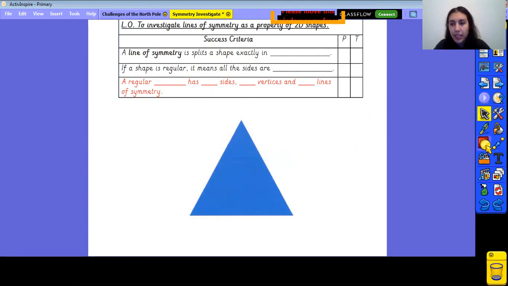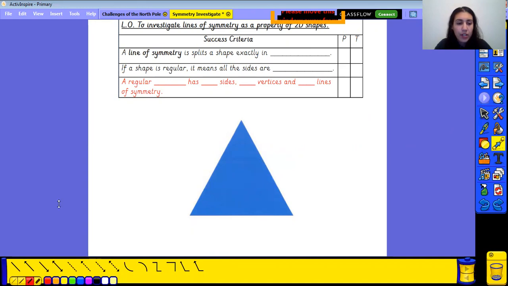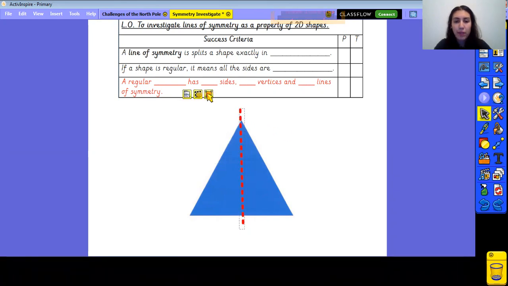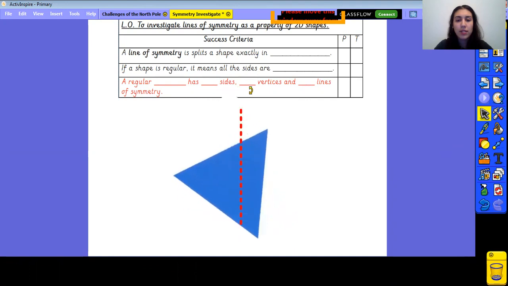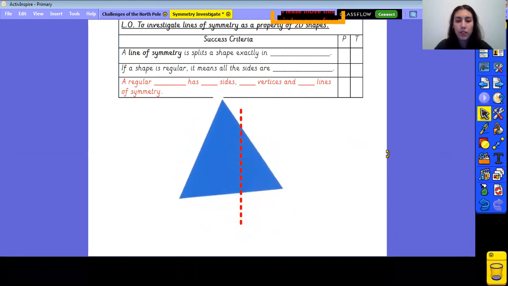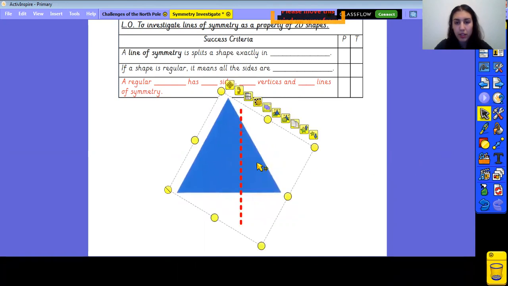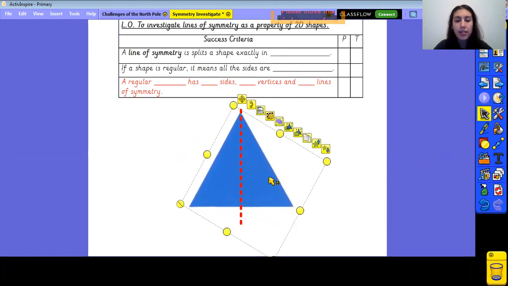Now what I'm going to do is I'm going to draw a vertical line of symmetry over here on our triangle. Now this triangle is a special type of triangle. It's a regular triangle. That means all of our sides are the same length. So it's got one line of symmetry. So now I'm going to rotate it onto its second vertex and put it there. Is that a line of symmetry?